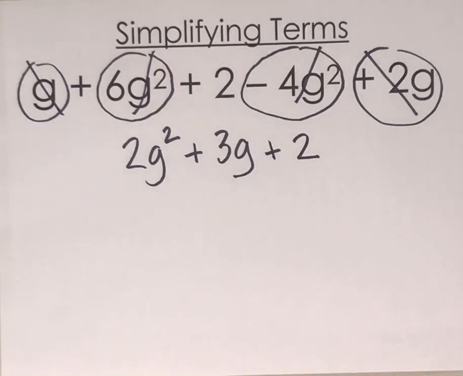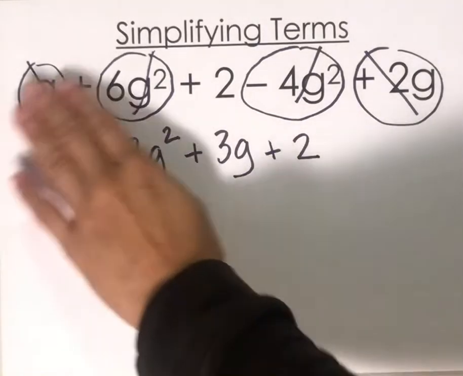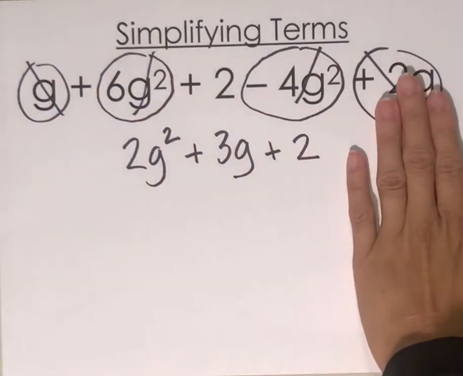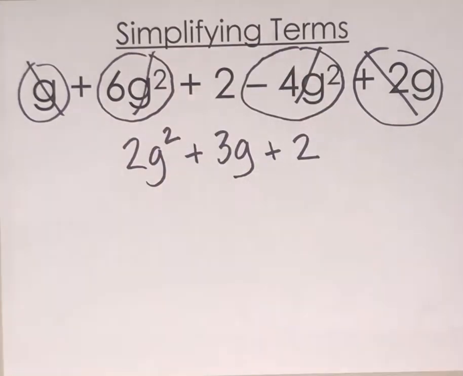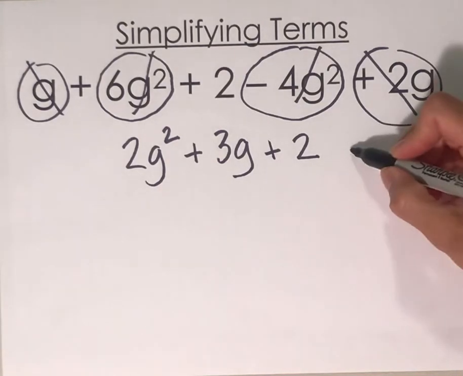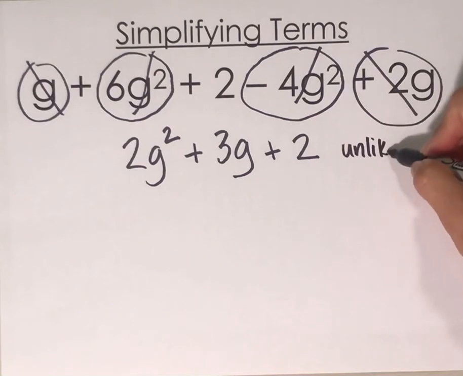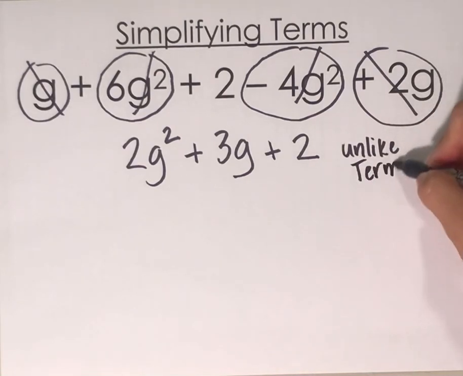Okay, and so you're probably asking, well, can we reduce those terms even more? So we went from 1, 2, 3, 4, 5 terms down to only 3 terms. So we've simplified, but you're probably wondering, can I simplify that more? And unfortunately, we cannot simplify this anymore, because what we're left with now is what we call unlike terms. And unlike terms never can be put together.